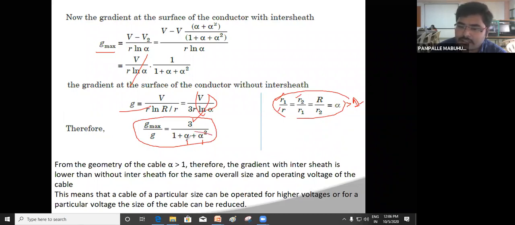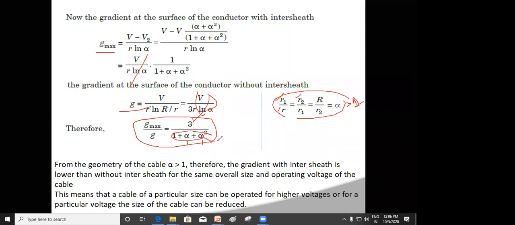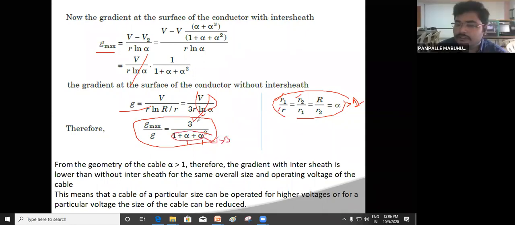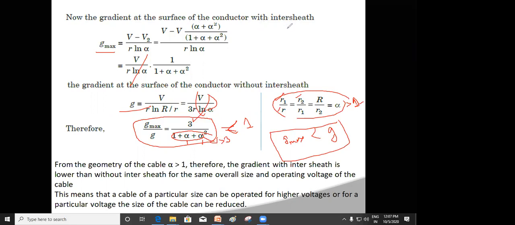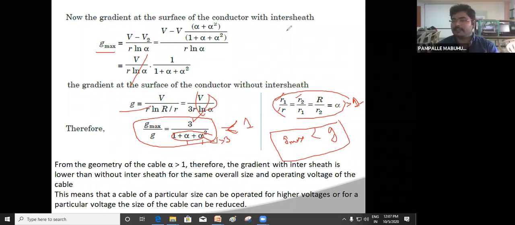That means this denominator term will always be greater than 3. So 3 divided by a greater value will always be less than 1. That means G max value will always be less than G value. So from this expression, you can say that the potential gradient or dielectric stress value will be minimum when you consider the intersheath grading of the cables.